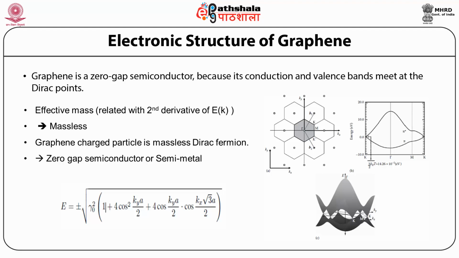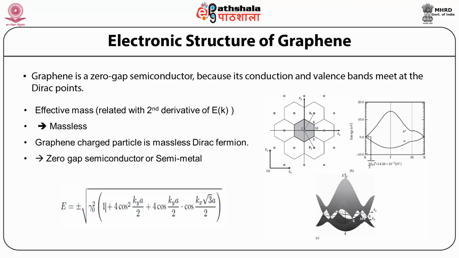The dispersion relation is given by the equation E equals plus minus square root of gamma squared in bracket 1 plus 4 cos squared (k_y a by 2) plus 4 cos (k_y a by 2) dot cos (k_x root 3 a by 2). When atoms are placed onto the graphene hexagonal lattice, the overlap between the pi z orbital and the s or the px and py orbitals is 0 by symmetry. The pz electrons forming the pi bands in graphene can be treated independently.